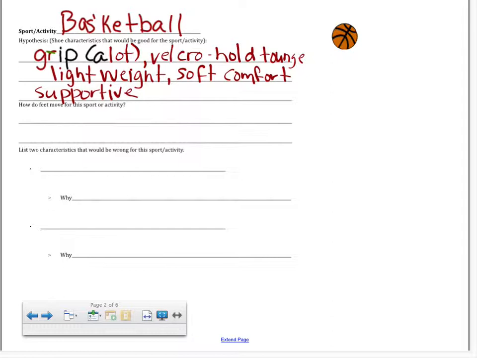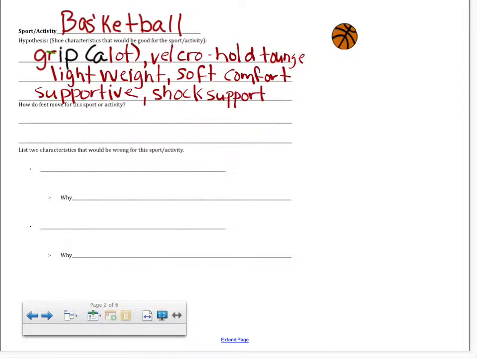Those make it more comfortable. So air bubbles you feel are needed for what? Why do you feel you need those? Air bubbles, I'll tell you, it's for shock support. So when you jump and you land, you are not ruining your foot or your ankle. It's going to give you support. So I'm going to put shock support.